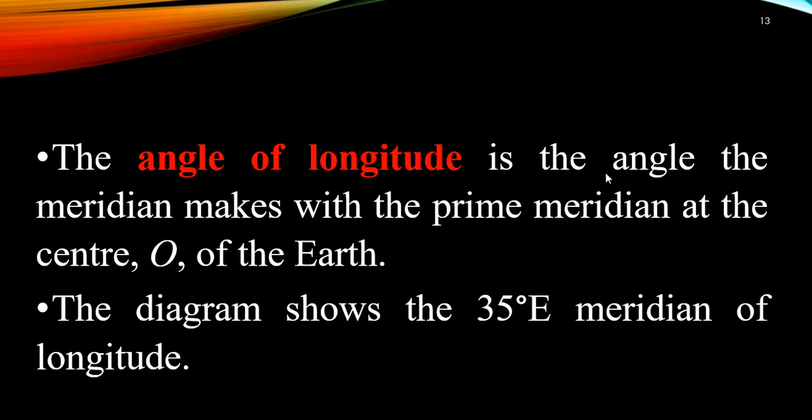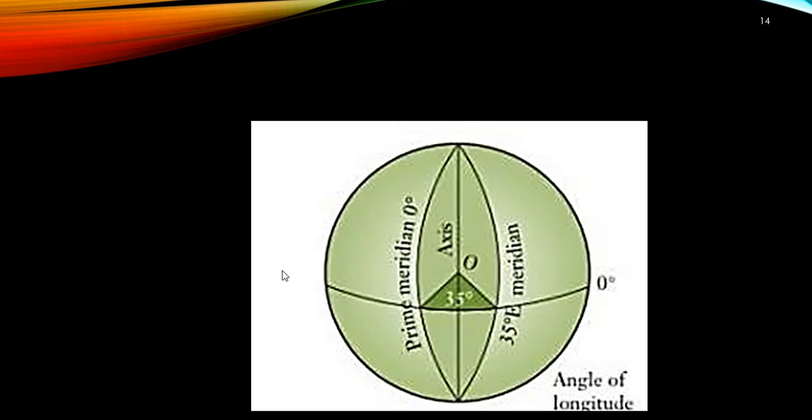The angle of longitude is the angle the meridian makes with the prime meridian at the center of the Earth. The diagram shows 35 degrees east of the longitude. Look at this. This is what we are calling the angle of longitude. This 35 degrees is the angle of longitude.